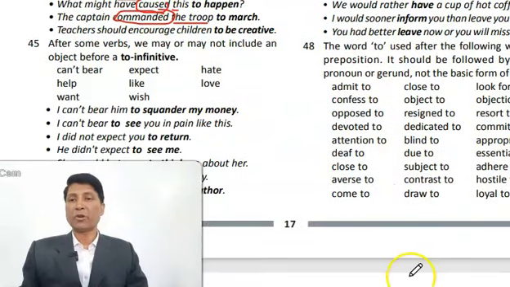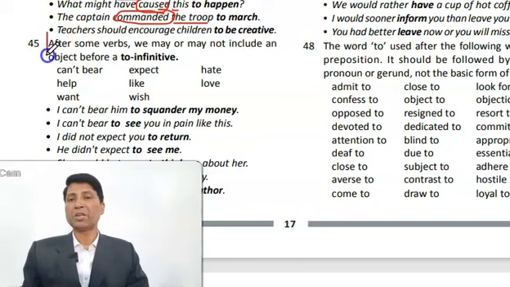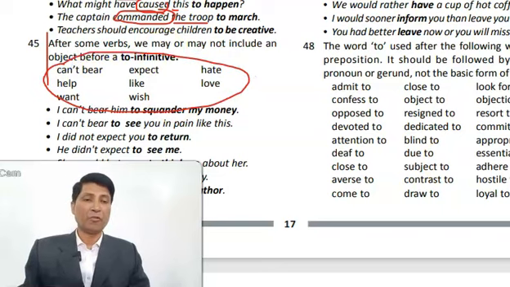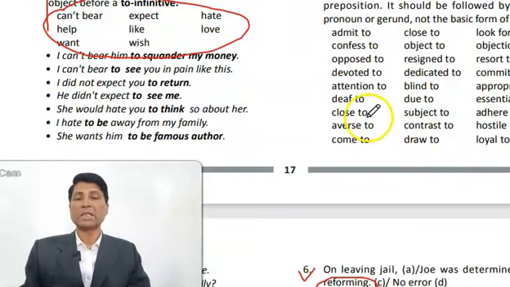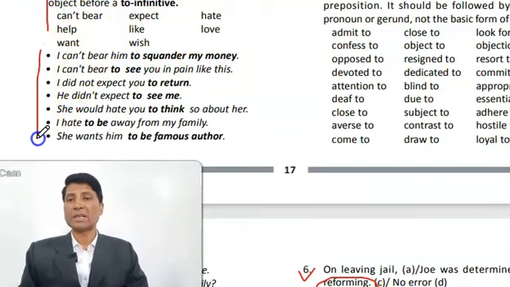Moving on to rule number 45. It states after some verbs we may or may not include an object before a to infinitive. So you should keep these verbs also in mind. And these verbs are very, very important from the examination point of view. If you want to get good command over language, you should be special in your understanding and knowledge. So let us see these examples.